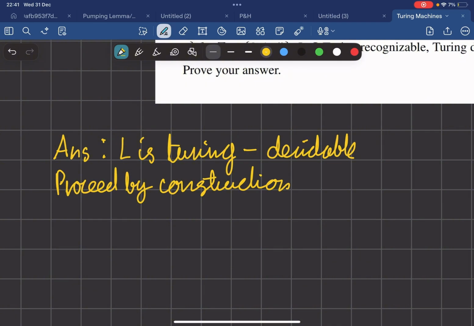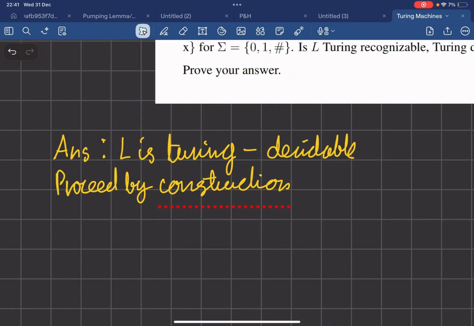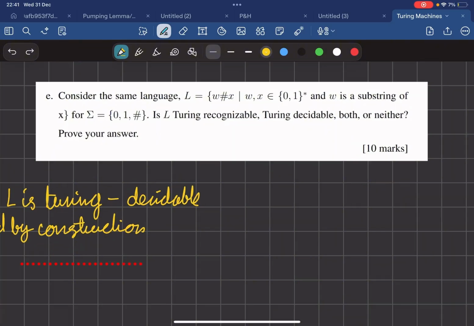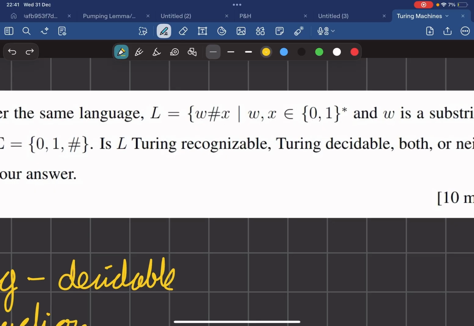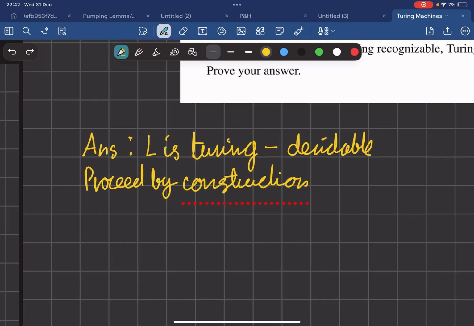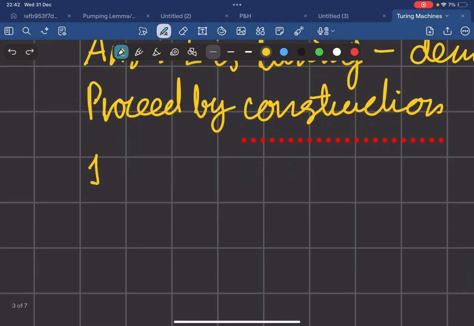Okay, now we need to write out the steps the Turing machine should take to decide this language. The first thing we should do is check if the string is properly formatted. For that to be the case, there has to be exactly one hashtag in the string. W and X can be epsilon because of the Kleene star, so the only restriction on the format of the string is that there is exactly one hashtag, not zero and not more than one. So let's write a step to check for that.